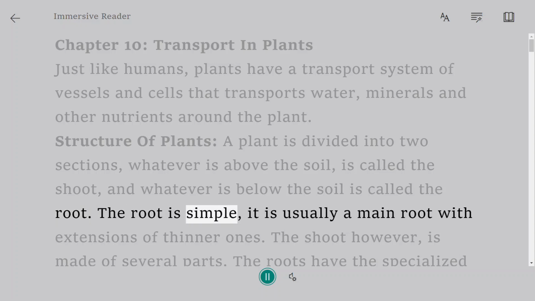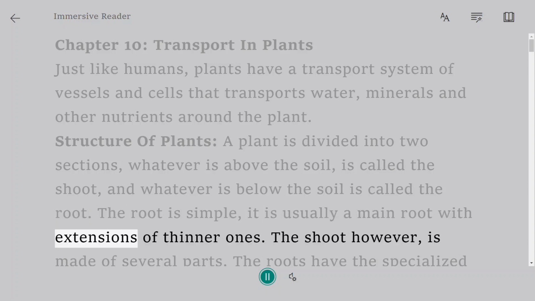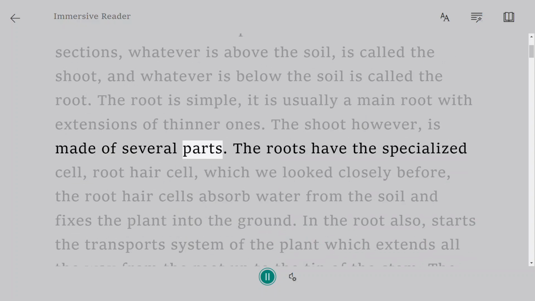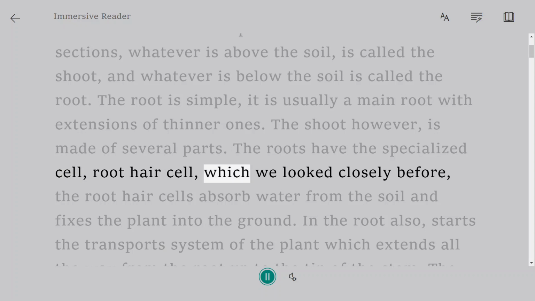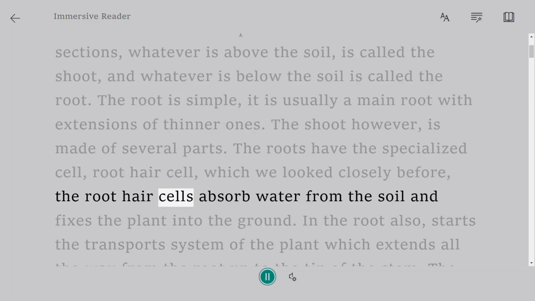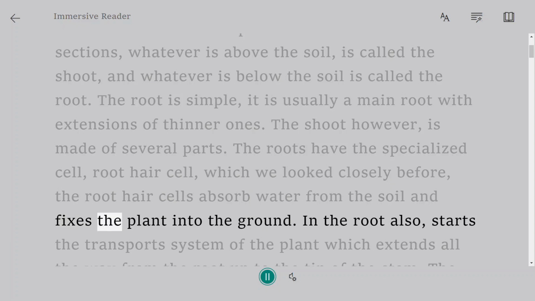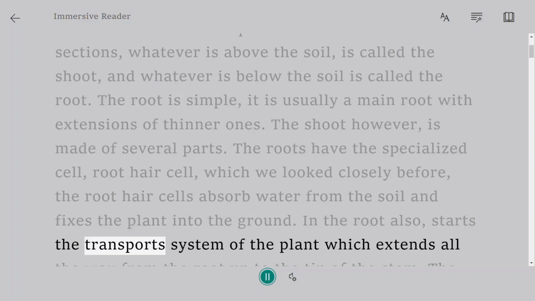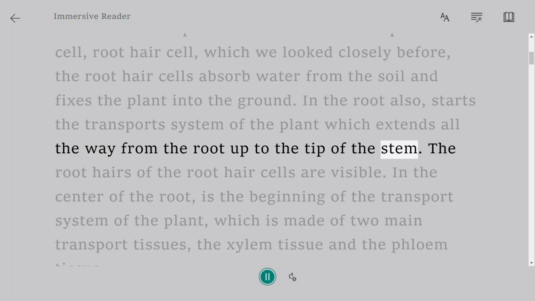The root is simple. It is usually a main root with extensions of thinner ones. The shoot, however, is made of several parts. The roots have the specialized cell, the root hair cell, which we looked at closely before. The root hair cells absorb water from the soil and fix the plant into the ground. In the root also starts the transport system of the plant, which extends all the way from the root up to the tip of the stem.